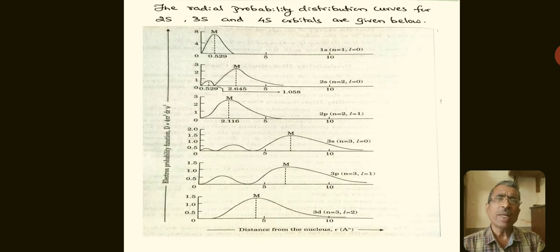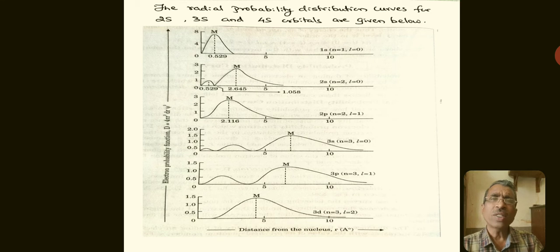The radial probability distribution curves for 2s, 3s and 4s orbitals are shown below. In 1s orbital, we have one peak. In 2s orbital, we have two peaks. In 3s orbital, we have three peaks. In the case of the 2s orbital, in between the two peaks, the point touches the x-axis and that point is known as a node.